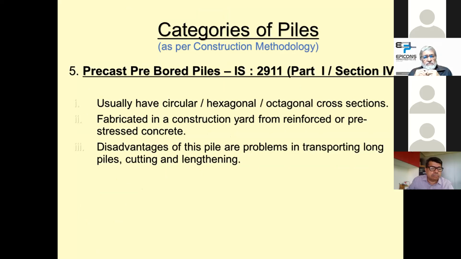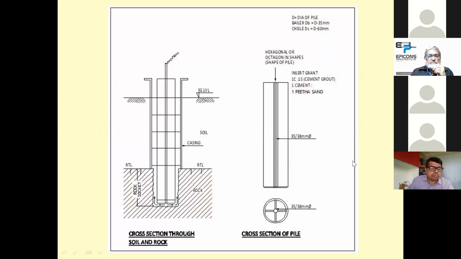Now we come to precast pre-bored pile. So usually we have circular, hexagonal or octagonal cross section. Boring is done first. Of course, before that, piles are fabricated in a construction yard from reinforced or pre-stressed concrete. And the disadvantage of this pile is the problem in transporting long piles, and cutting and lengthening both is a problem.